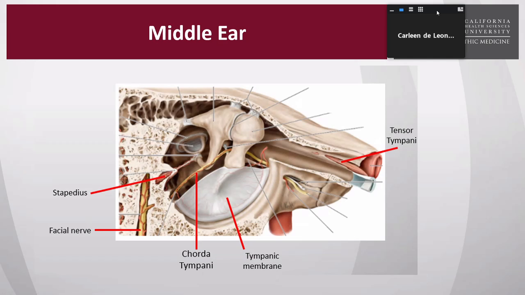And then also important on this slide to know is that the chorda tympani that comes off of the facial nerve travels behind the tympanic membrane.